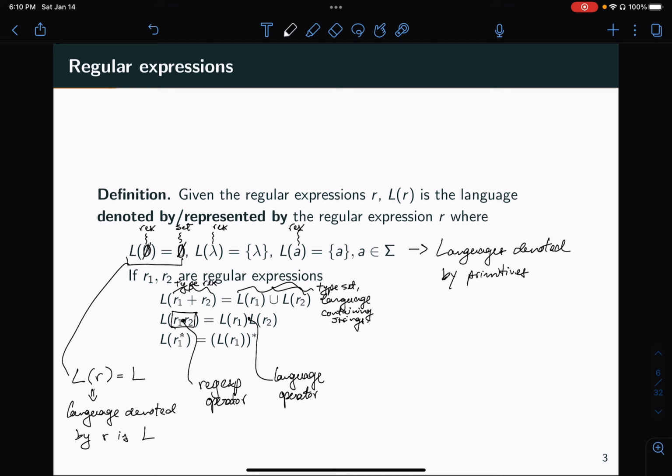Okay, so this is a quick intro into what languages denoted by regular expressions are, and how we can build more intricate regular expressions. In subsequent videos, we'll be looking at examples of exactly determining what the languages are that are denoted by these regular expressions, and also building or creating regular expressions to denote specific languages.